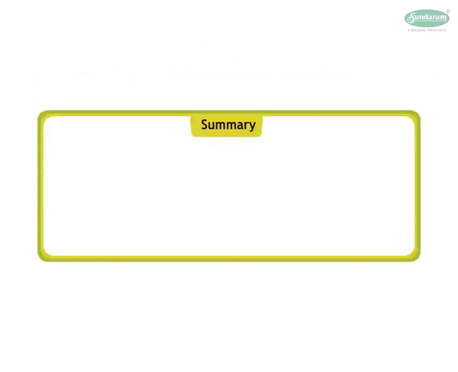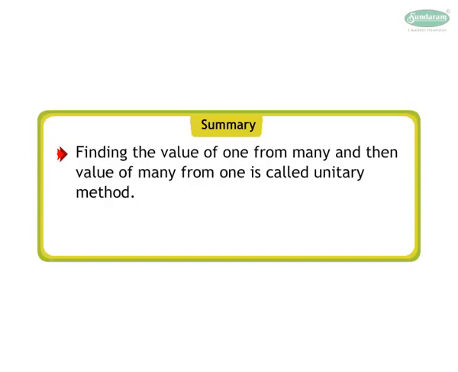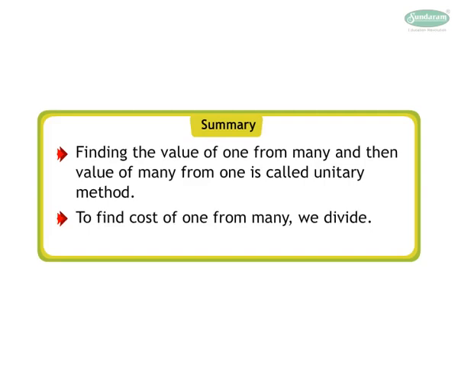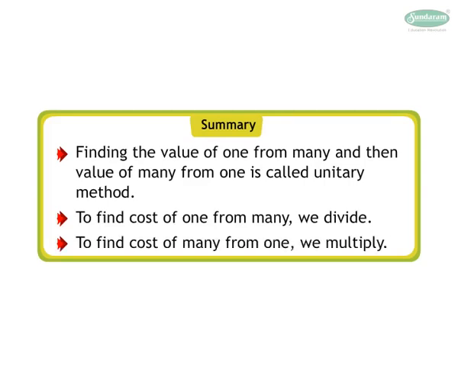Let us summarize. Finding the value of 1 from many and then the value of many from 1 is called the unitary method. To find the cost of 1 from many, we divide. To find the cost of many from 1, we multiply.